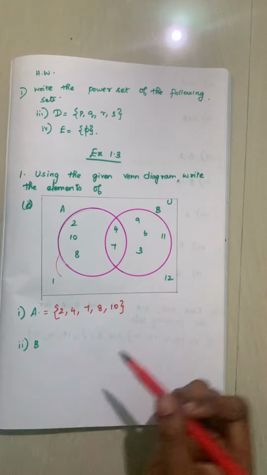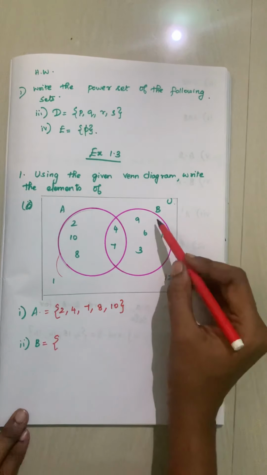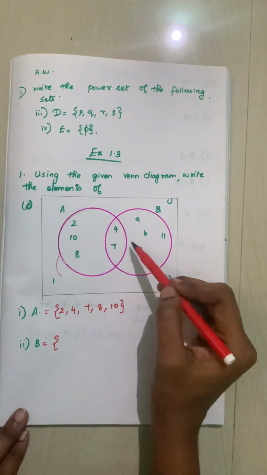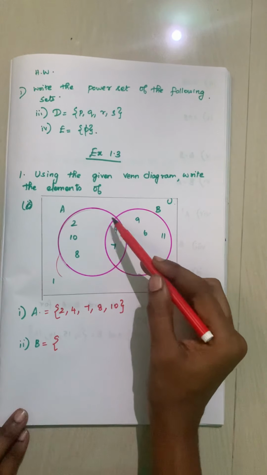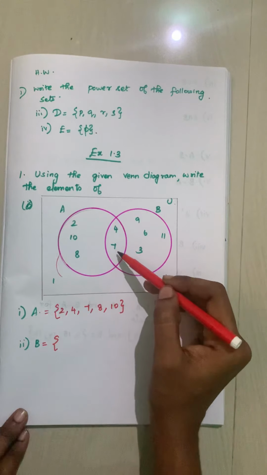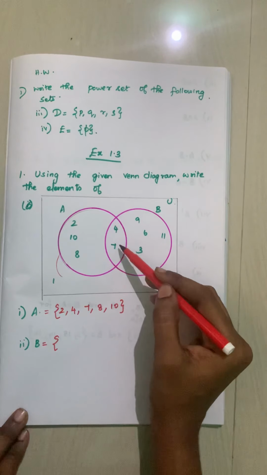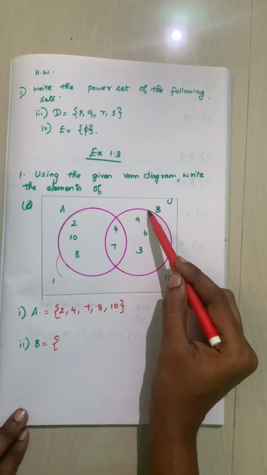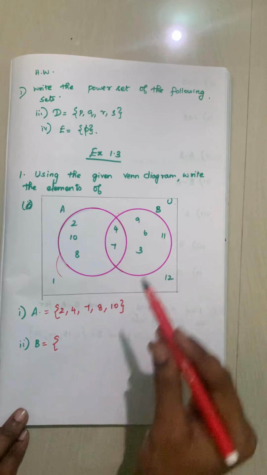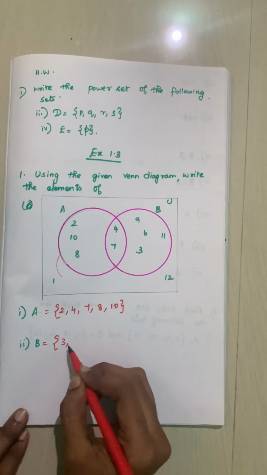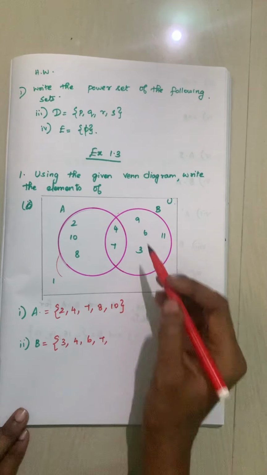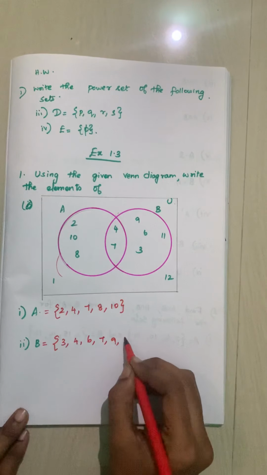Next, they have given B. B means the second circle represents the B part, but this 4 and 7 is included for both A and B. So you need not worry about that. We have written already 4 and 7 in A. This 4 and 7 is the intermediate common part. This belongs to both A and B. So in the B part, take this next full circle. What are the elements? 3, 4, 6, 7, 9 and 11.